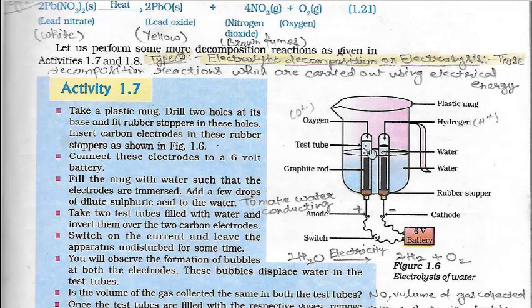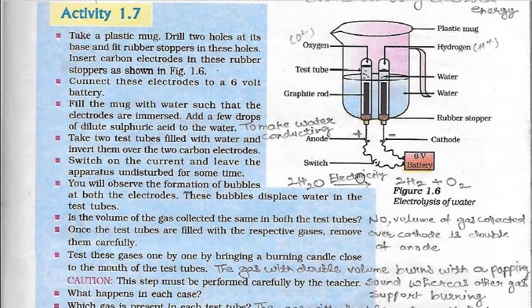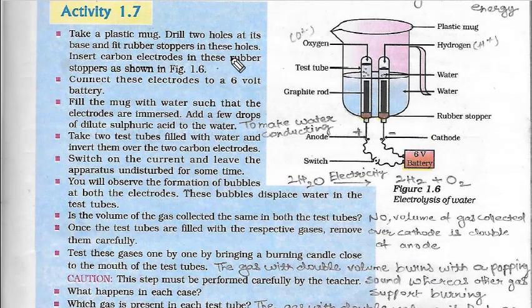So see here, activity 1.7. Let's read it. Take a plastic mug, drill 2 holes at its base and fit rubber stoppers in these holes. These are your rubber stoppers, these 2. Insert the carbon electrodes in these rubber stoppers. These black ones are your carbon electrodes. Connect these electrodes to a 6-volt battery. This is our battery. Take 2 test tubes filled with water and invert them on the carbon electrodes. These are our test tubes that we have inverted.